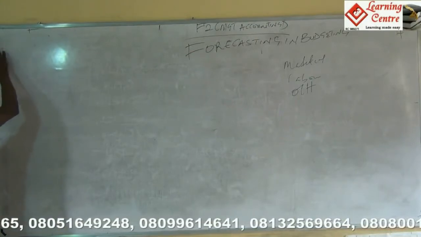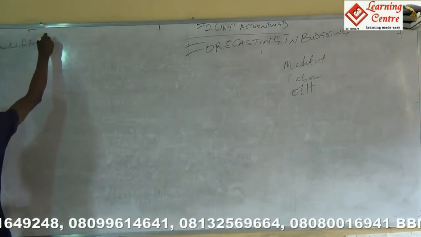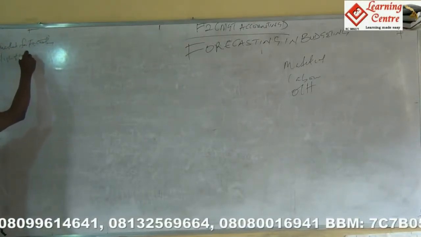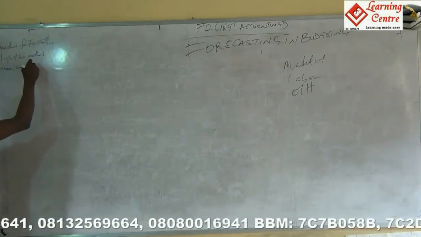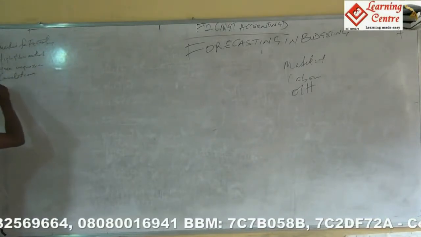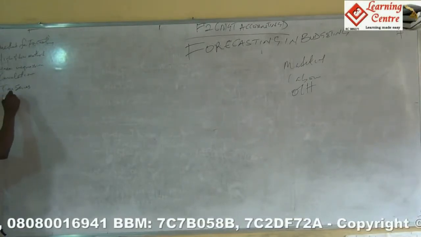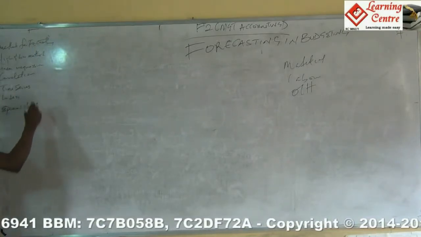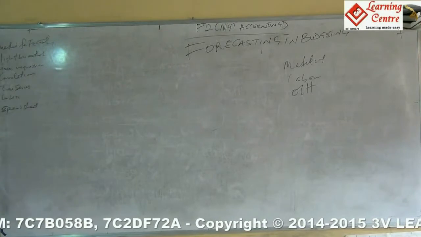Techniques or methods of forecasting. Methods for forecasting. So start with the high and low method, linear regression, correlation, time series, index numbers, and last time we talked about regression. Okay, we've talked about this, right? Correlation.